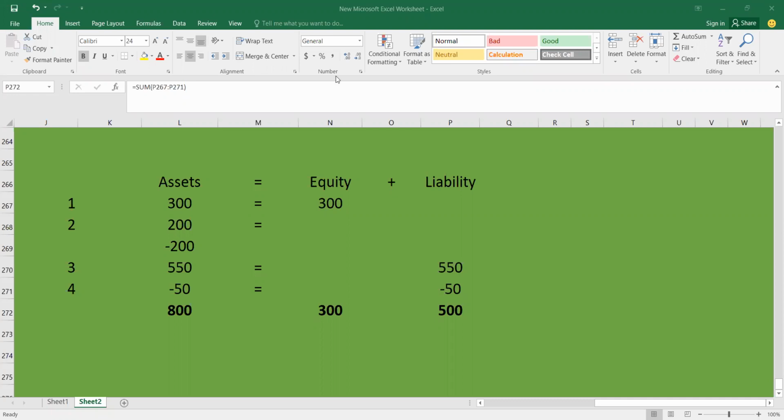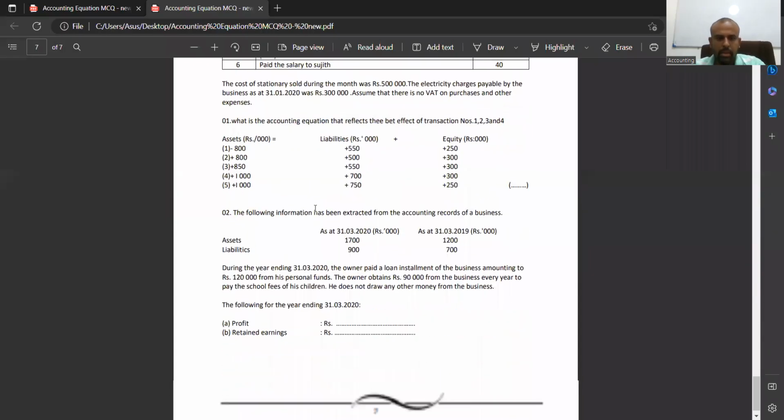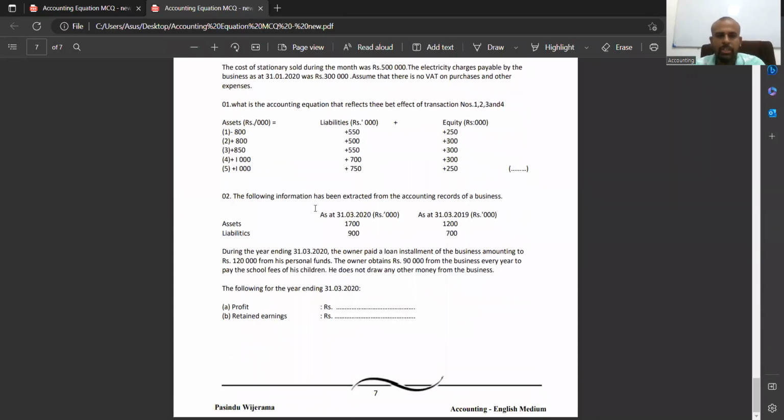Right. Okay. What is next, son? Question number 2. The following information has been extracted from the accounting records of a business. Assets and liabilities have been given. During the year, the owner paid the loan installments of the business amounting to 120,000 using personal funds. That means the owner brought into the business 120,000 as additional capital, and the owner obtained 90,000 from the business every year to pay the school fees of the children. He does not draw any other money from the business. You are required to calculate the profit.